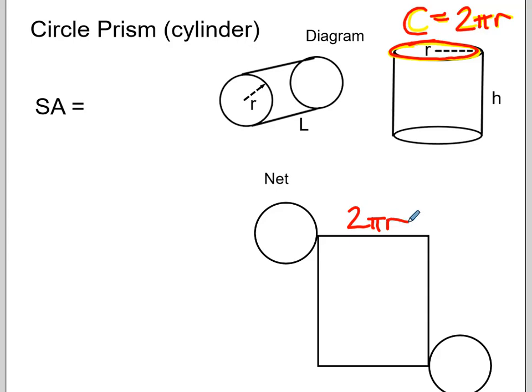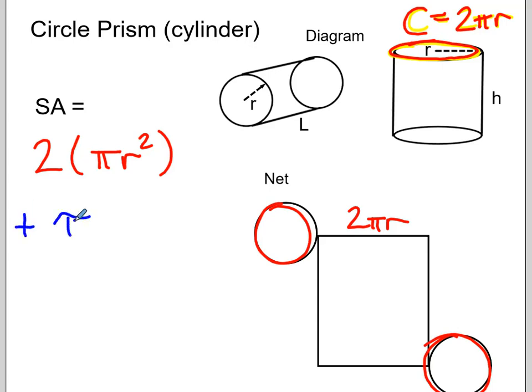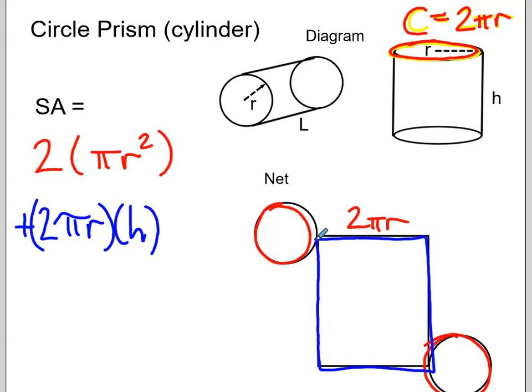So when we go to set up our expression for the surface area of a circular prism or a cylinder, we would have 2 pi r squared. That's these 2 circles here and here. And then I want to also add to it 2 pi r times h, which is the area of this rectangle.